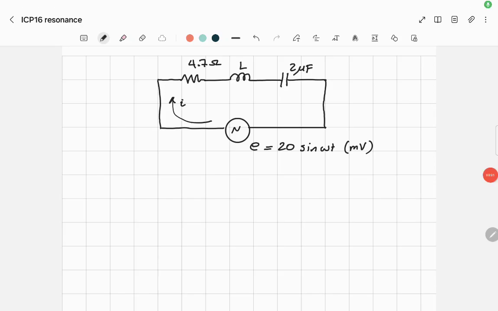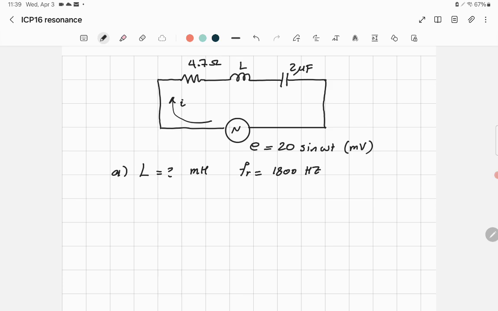Hi everybody. We have here an example for series resonance. So let's go ahead and start solving the problem. The first question is, what is the value of L, the inductance of the inductor, in millihenry? If the resonance frequency is 1800 hertz, so the frequency of the resonance is equal to 1800 hertz.